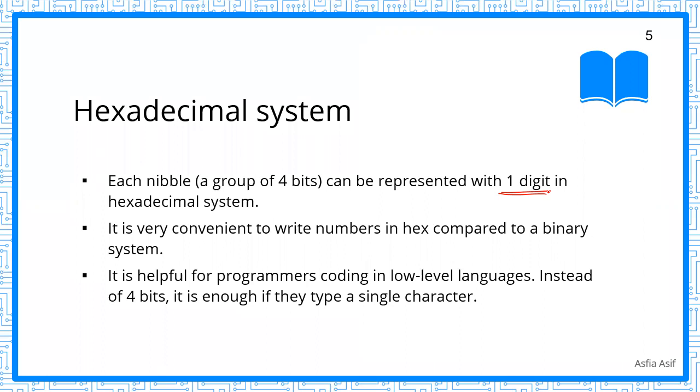We need to represent it in a way that we can understand, and it takes less space. It is convenient to write numbers in hex compared to a binary system. It is helpful for programmers coding in the low-level languages. Low-level languages are the ones where you do circuit programming, all of the programming that is done for the motherboards or for the circuits. Instead of 4 bits, it is enough if they type a single character. So again, remember, it's kind of the interface between the computer and the humans.